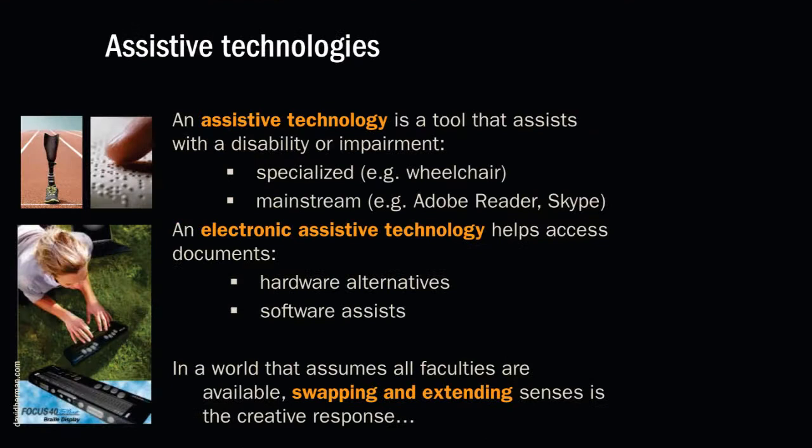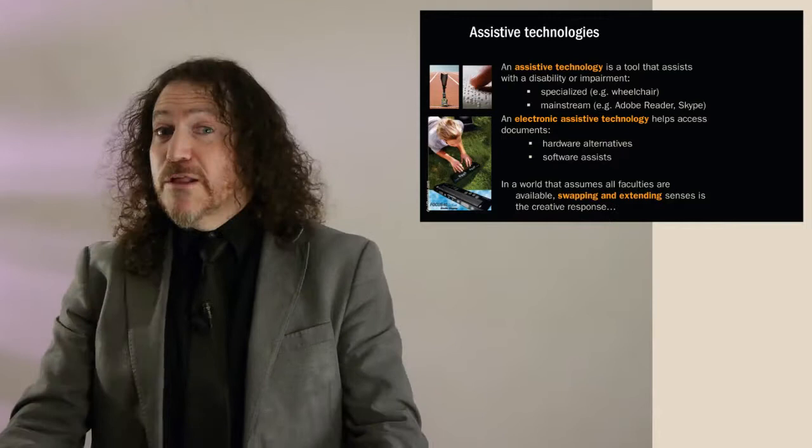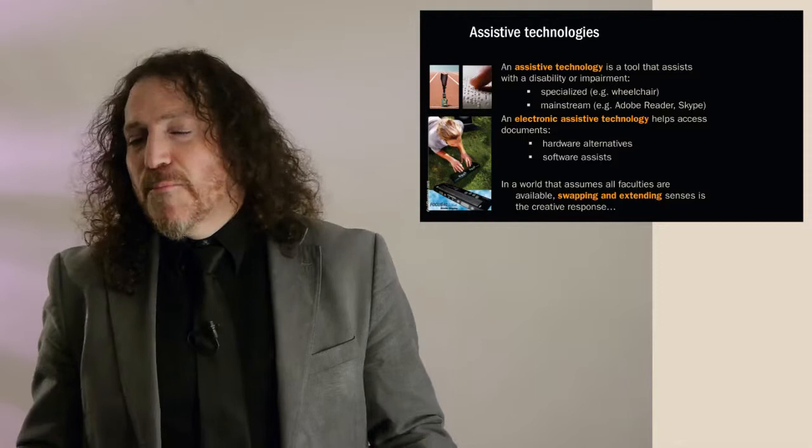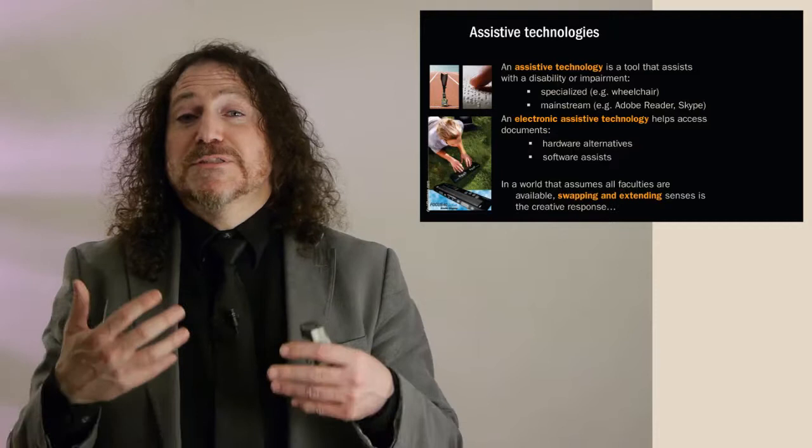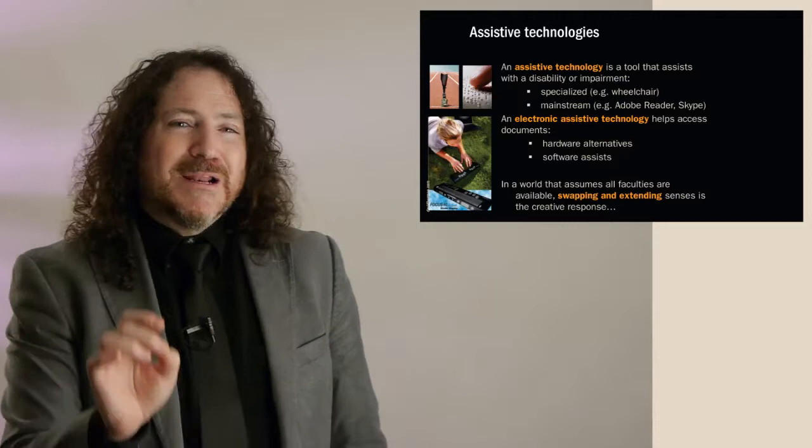When we talk about an assistive technology, we're talking about something that helps us overcome a disability or an impairment. Some assistive technologies are designed specifically to take care of a disability. For instance, if I had a wheelchair here in front of me, a wheelchair is something you really wouldn't use for anything but a mobility challenge. On the other hand, there's other technologies, something like Skype. Lots of people use Skype for typing back and forth to overcome various disabilities, even though Skype was not designed as an assistive technology.